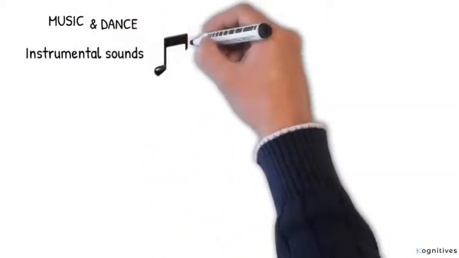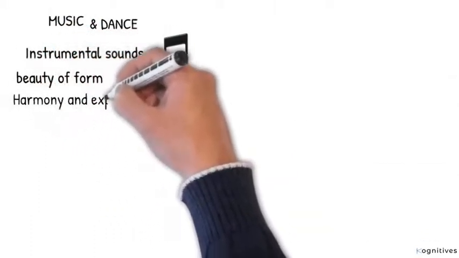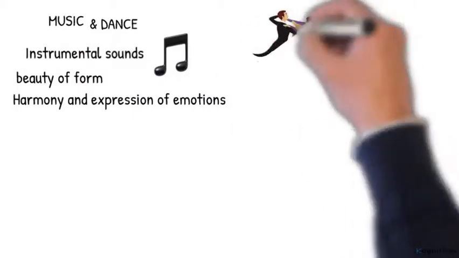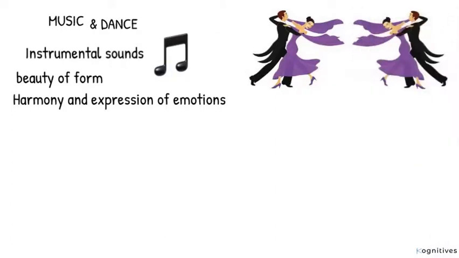Number 6, music and dance. Music is a vocal or instrumental sounds combined in such a way as to produce beauty of form, harmony, and expression of emotion. What about dance? Well, dance is a series of steps and movements that match the speed and rhythm of a piece of music.